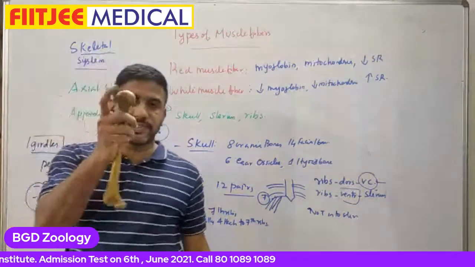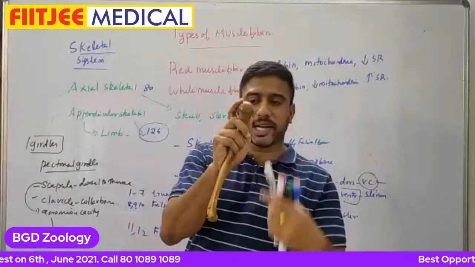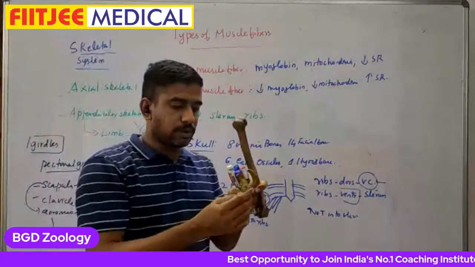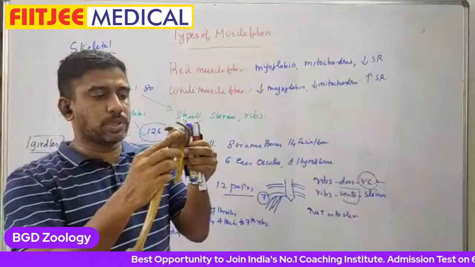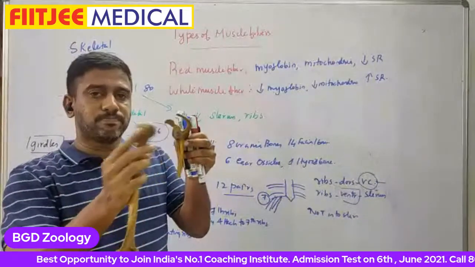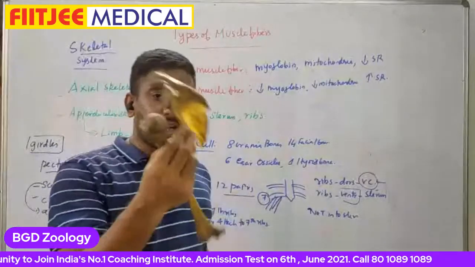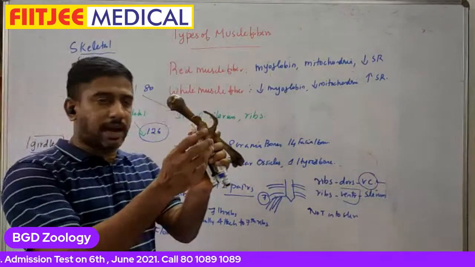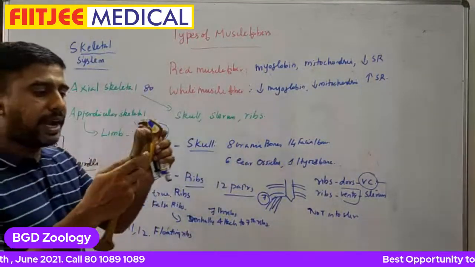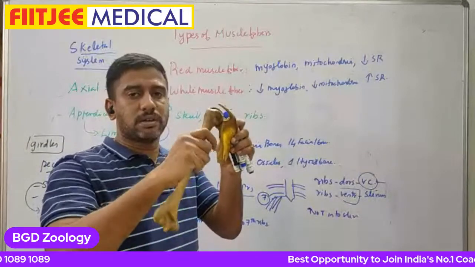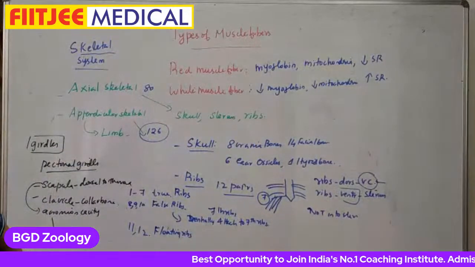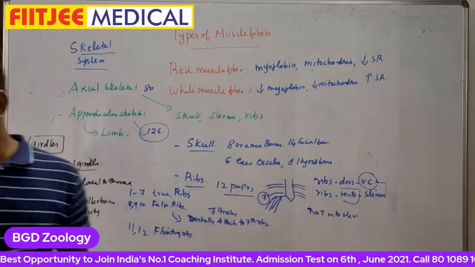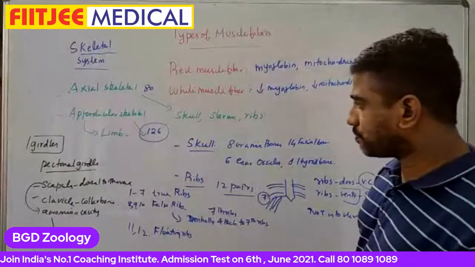So the head of the humerus is this. This head of the humerus will attach to the cavity. You can also see the acromion here. This is the scapula, this is the humerus, and the head of the humerus attaches to the scapula like this. Okay, so please remember that part. That's very clear.